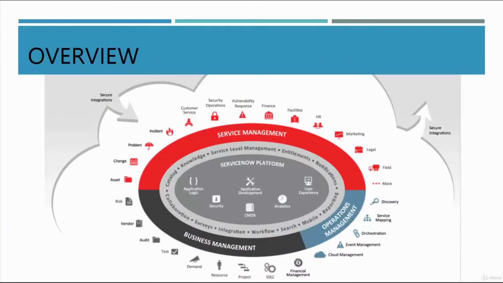Here's the high-level overview of what the actual structure and the architecture of ServiceNow looks like. So the ServiceNow platform is right in the middle where you can do several things. It has the user experience, analytics, the configuration database, for example, security, logic, and so on. And as you expand or move outwards, notice it has three broad categories: service management in red, and then operations management and business management. And then, of course, the outer circle has all of these applications like marketing, HR, facilities, finance, risk, vendor, audit, and so on. So it not only provides secure integrations, but also secure integrations going out as well. So one collaborative platform that manages your entire organization.